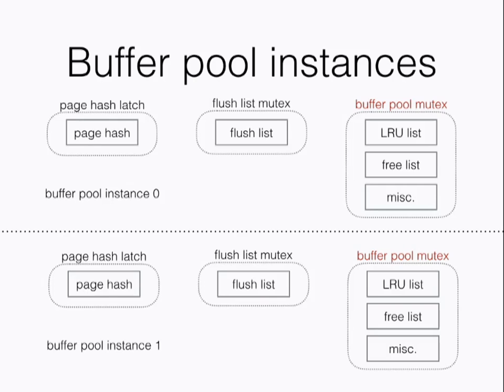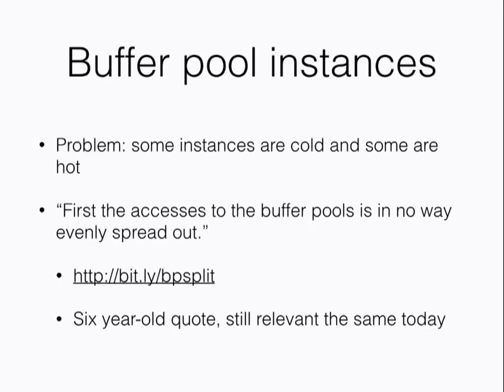But with this sharding scheme, there is still a problem. And the problem is that those instances are not equal at all. You can set buffer pool instance count to whatever large number you want. I think the maximum allowed is maybe 32. But even with setting 32, you will find that you will still have hot instances. And those hot instances will have the same kind of problems with contention as the original single buffer pool mutex did.